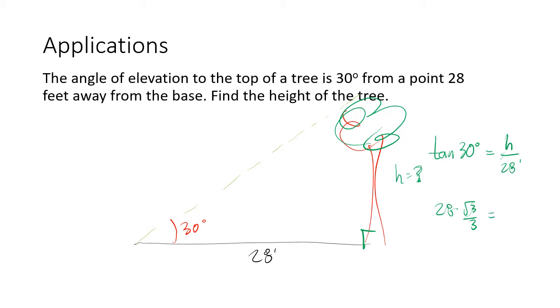And let's see, what is this? I'm not going to show you how to plug in the calculator. Just hit 28 times the tangent of 30 degrees, and you'll find that this tree is about 16.16 feet tall.